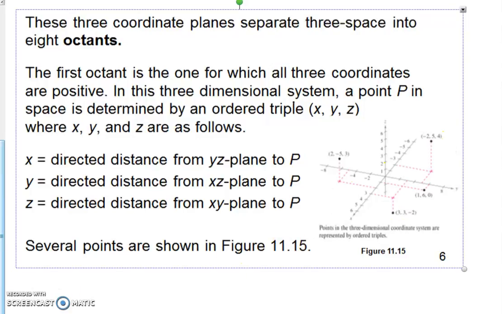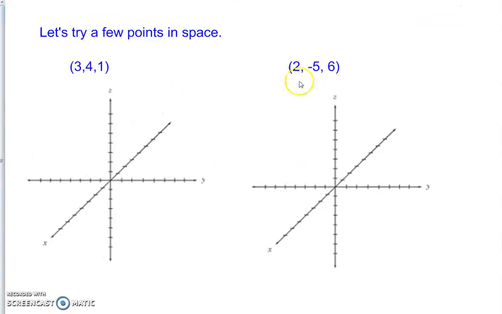We're going to give a try to one of these, and then I'll let you do the next one on your own. Here's the point 3, 4, 1. So let's just go ahead and start with that. What I want you to think about here is you're doing a lot of parallelograms to just draw one point. To start out, on the x-axis, we go out 3 units. So 1, 2, 3. Remember, this is the x-axis. Get my pen handy. Right there.